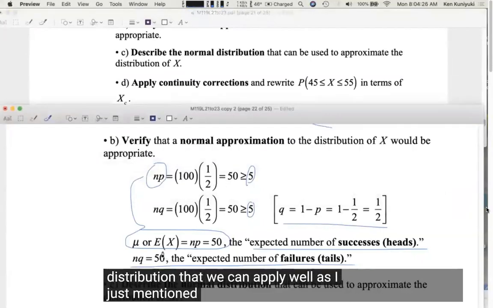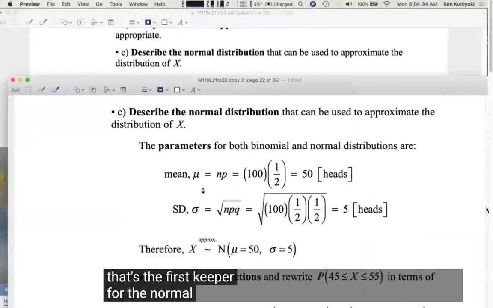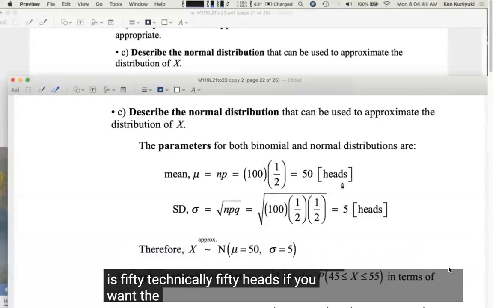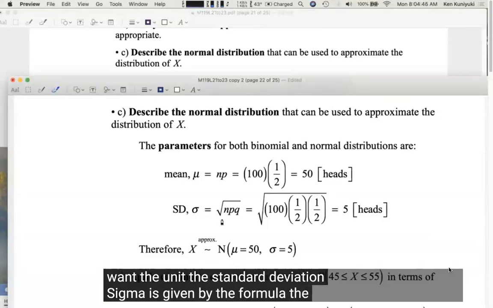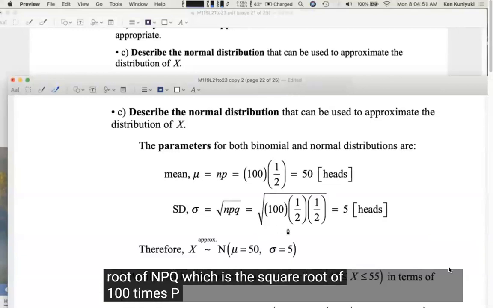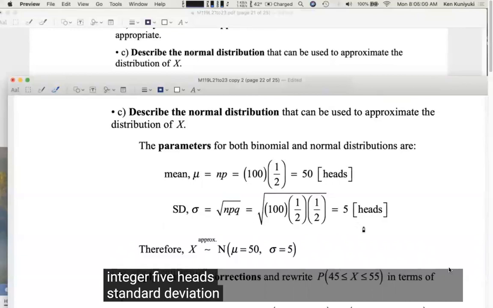Well, as I just mentioned, the mean is np, or 50. Okay, that's the first key parameter for the normal. The mean mu is np. We work that out: 100 times a half is 50. Technically 50 heads, if you want the unit. The standard deviation, sigma, is given by the formula, the square root of npq, which is the square root of 100 times p is 1/2, and q is also 1/2. It turns out to be a nice integer, 5 heads, standard deviation.